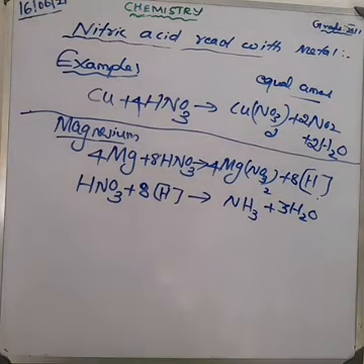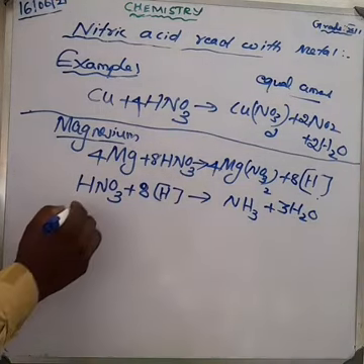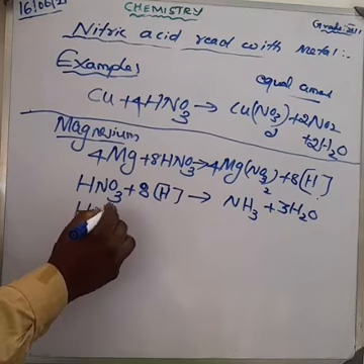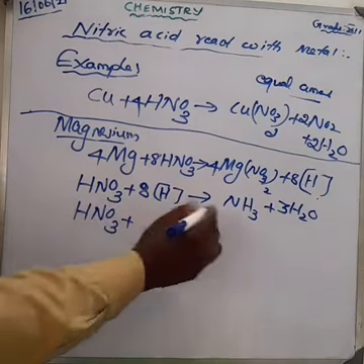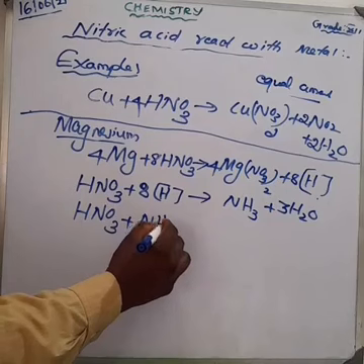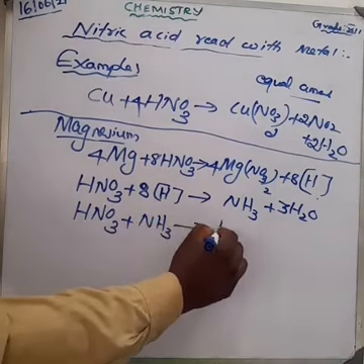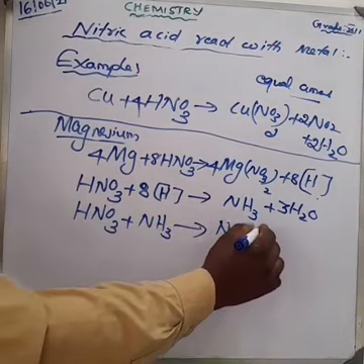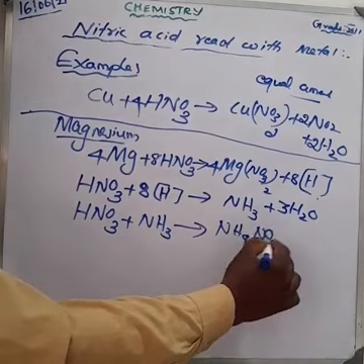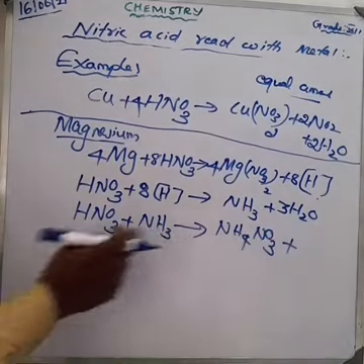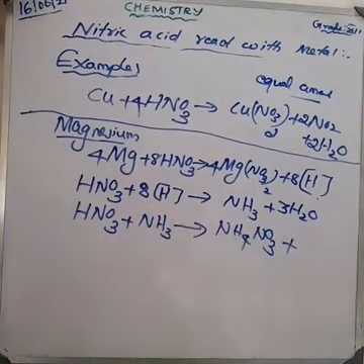Next, the tertiary reaction. Nitric acid HNO3 reacts with ammonia NH3. We get ammonium nitrate, NH4NO3. Am I right? So the reaction is, I think, balanced.